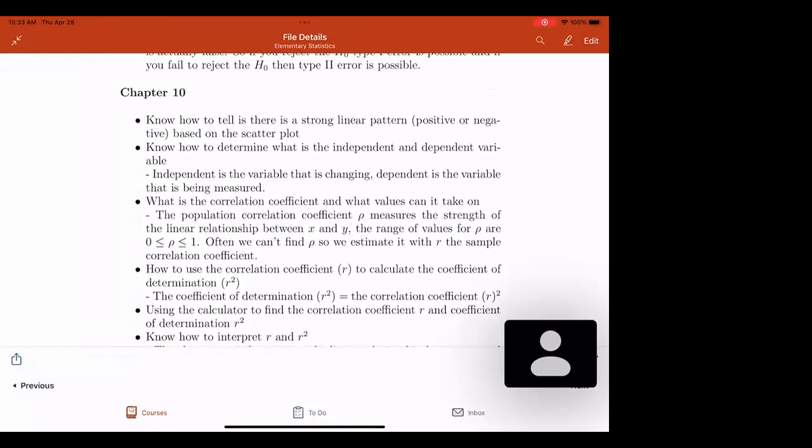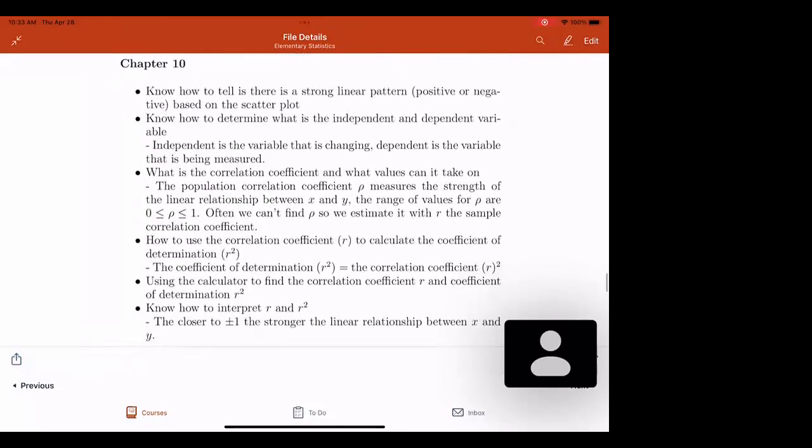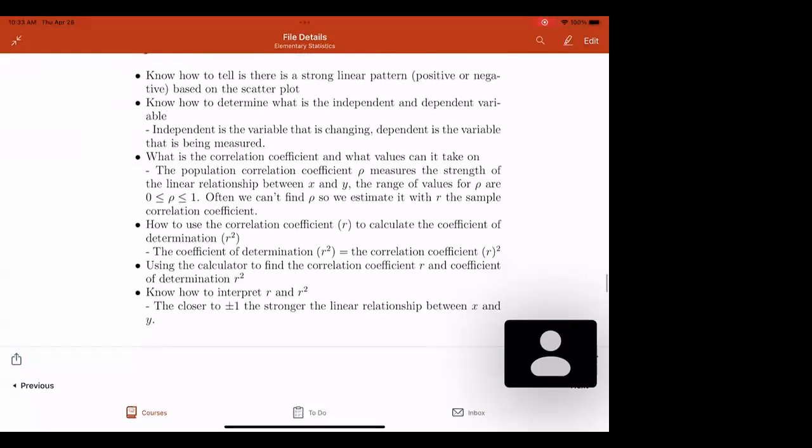So the first thing you probably need to know is how do you tell whether there is a strong linear pattern, positive or negative, based on a scatter plot? That just means if I give you a plot, you should be able to determine whether it's a strong positive linear relationship, strong negative, stuff like that, or if there's no relationship at all.